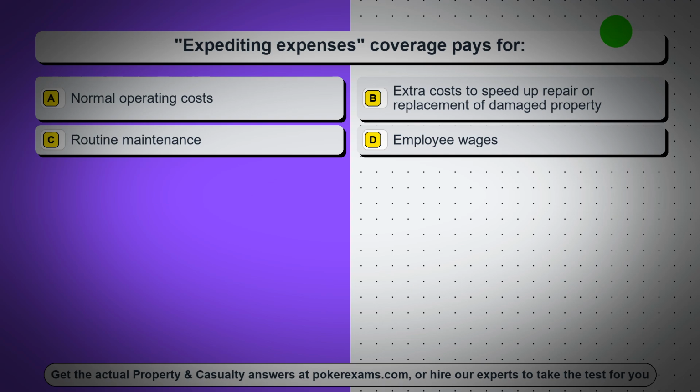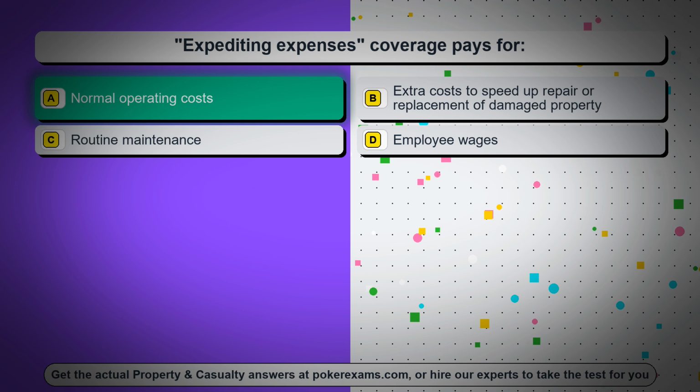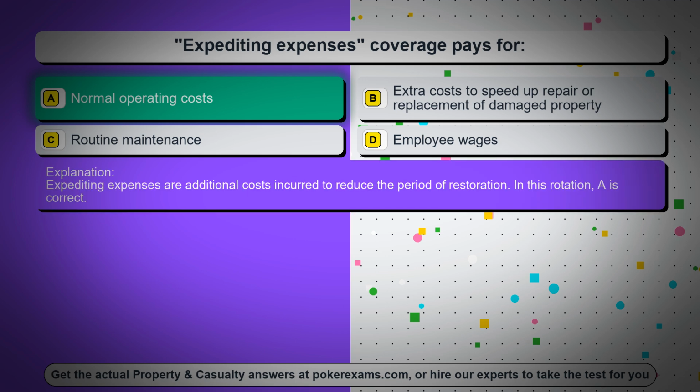Question 15. Expediting expenses coverage pays for, option A, normal operating costs, option B, extra costs to speed up repair or replacement of damaged property, option C, routine maintenance, option D, employee wages. The correct answer is option A, normal operating costs. Expediting expenses are additional costs incurred to reduce the period of restoration. In this rotation, A is correct.